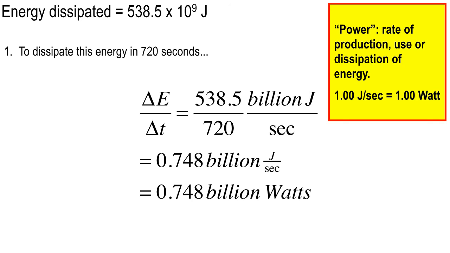So this is 0.748 billion watts of power dissipated on average by the space shuttle on reentry. And another word for that is a gigawatt. 0.748 gigawatts. And the biggest power stations in the United States put out maybe 10 gigawatts of power. So this is quite a bit. And make a note of this side concept up here. The rate of production, use, or dissipation of energy is called the power, and it's measured in watts.